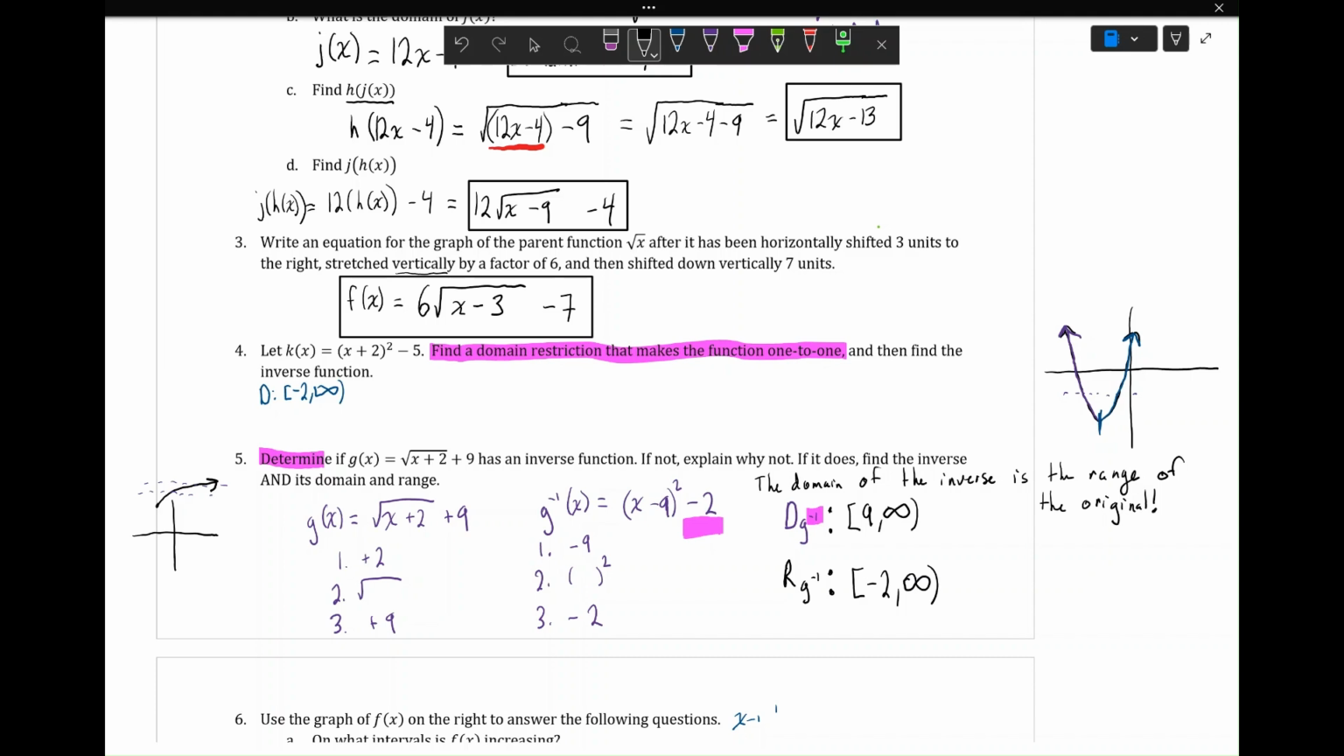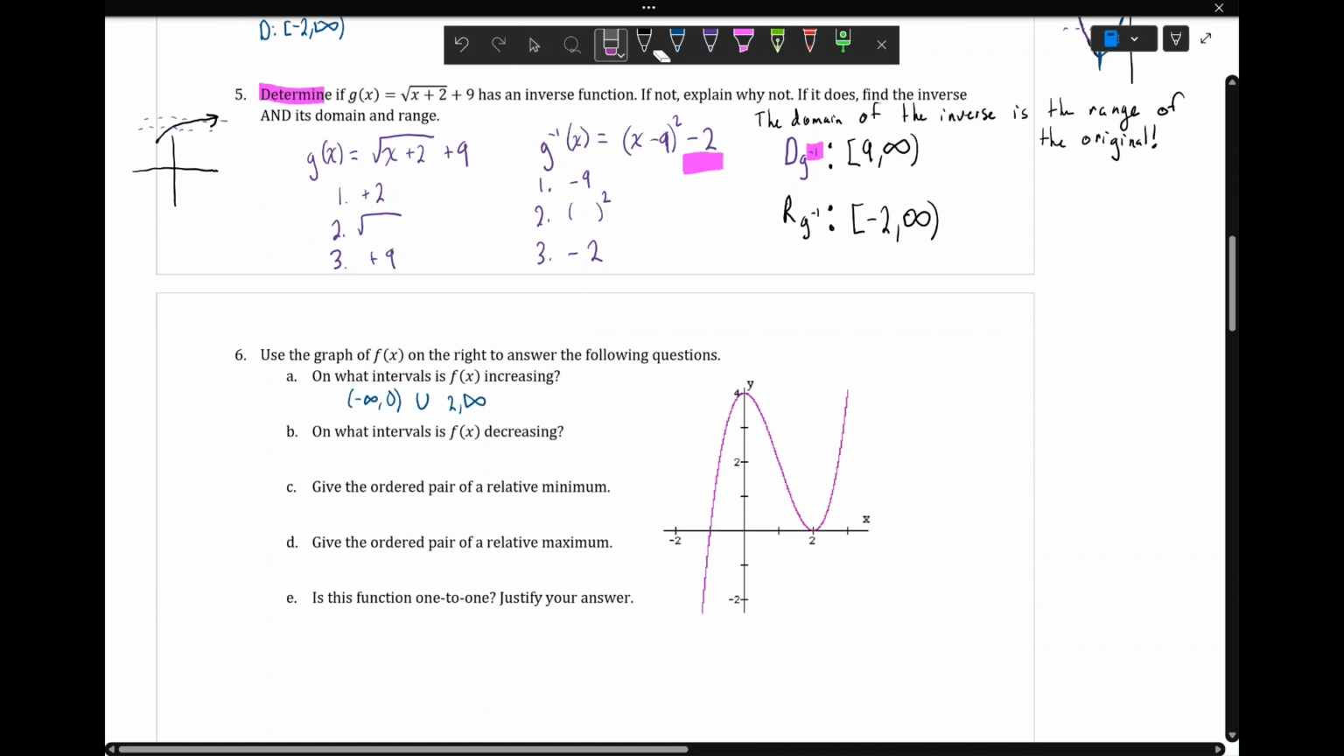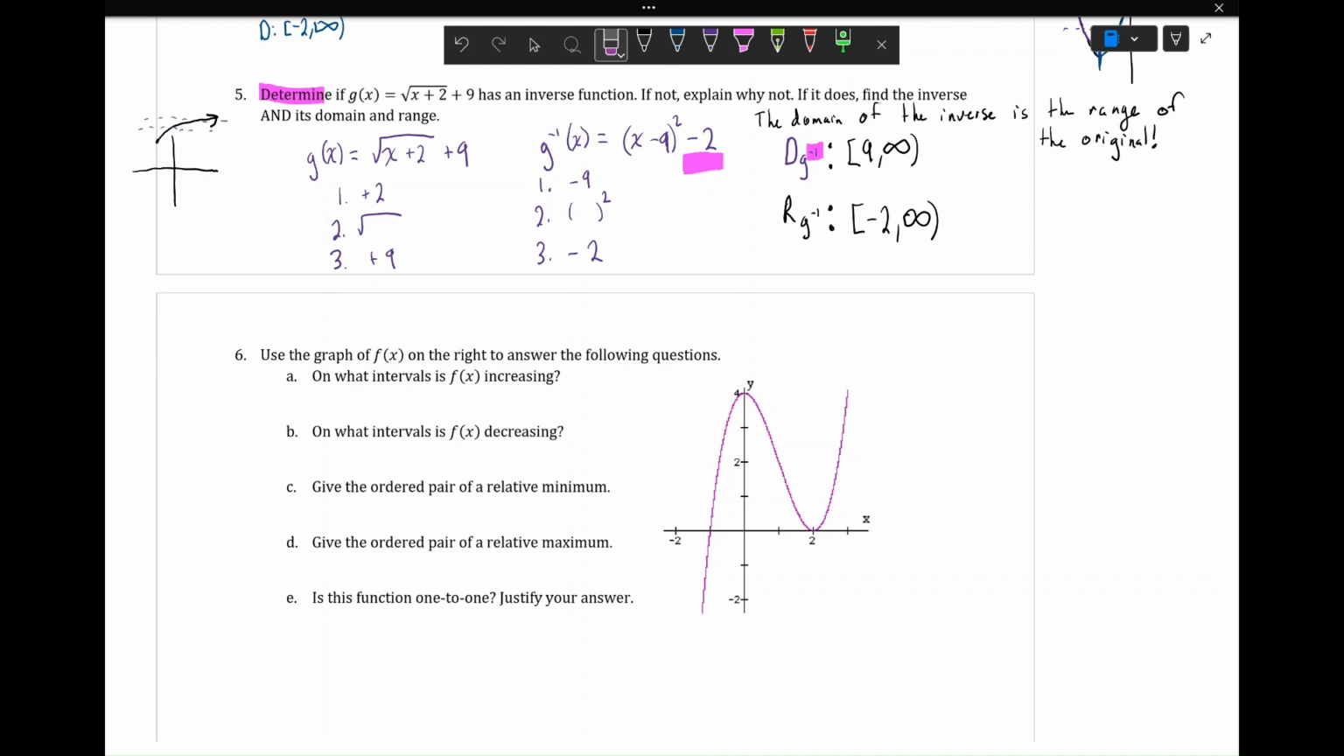All right, moving on. We're going to use the graph to figure out where the function is increasing. A big thing to remember with these questions is we always answer in x values, and we always read left to right. So as I'm looking left to right, I want to look for where this is increasing.